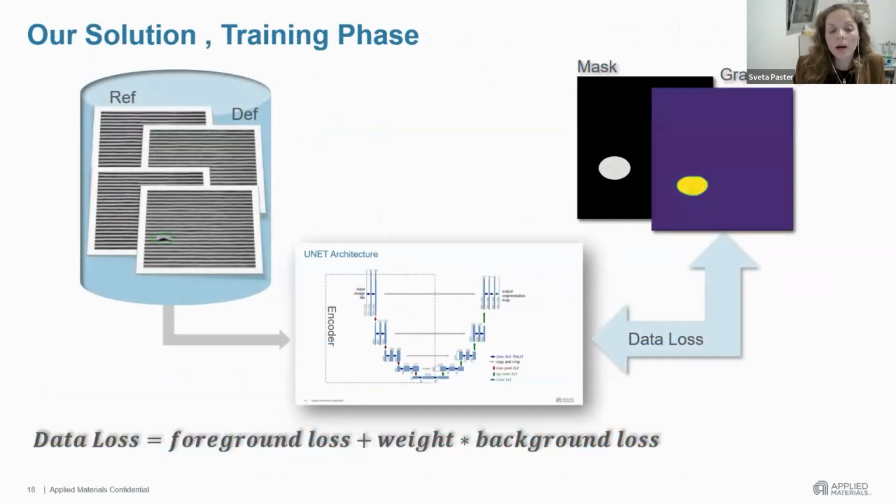Okay, now I want to relate to our solution, and then I will finalize everything. So our solution, you already saw it. These are the inputs. We have a U-Net, and we have our own customized data loss. The data loss consists of two expressions, where each expression is a function of cross entropy. Let's say, for example, we're looking at the foreground loss. We're not taking all the pixels of the defect for the foreground loss.